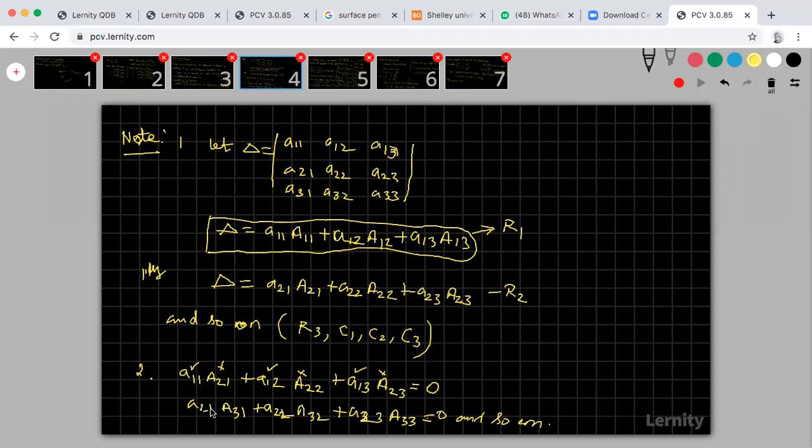Similarly, look at that. Here I am considering second row elements and third row cofactors, A31, A32, A33, and the sum is equal to 0, and so on. Similarly, you can go for columns also. Consider one column and multiply with the other column's cofactors, take the sum, it is 0. Please note it, these two are the important notes. We'll discuss some problems using this also.